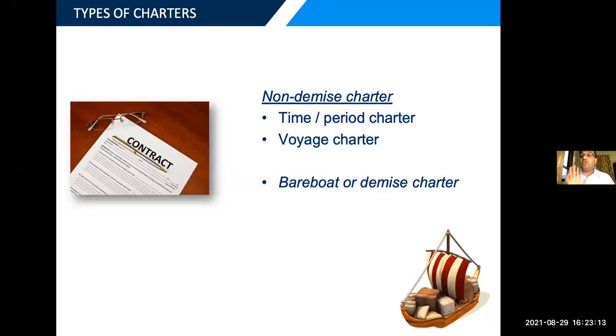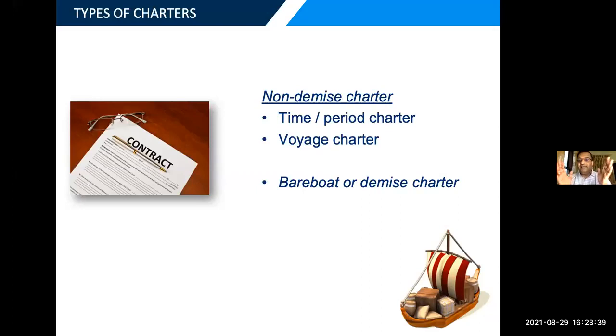So indirect operating expenses will be incurred on a daily basis, irrespective of whether the ship is performing a voyage or not performing a voyage. When the ship is performing a voyage, this is also getting incurred. It's not that it is not getting incurred when they are performing a voyage. When you're performing a voyage, voyage-related cost is incurred, and indirect operating expenses are also incurred.